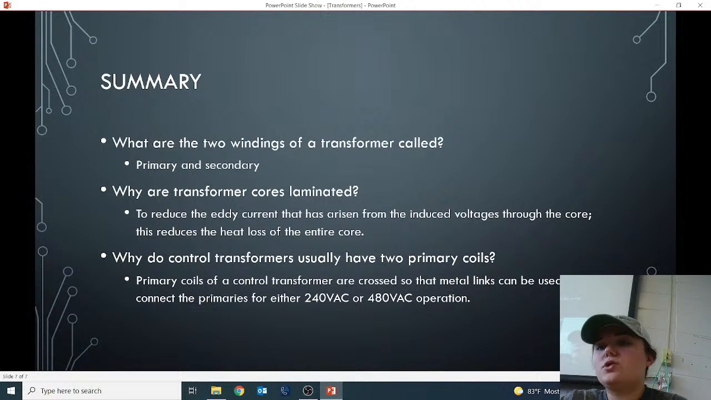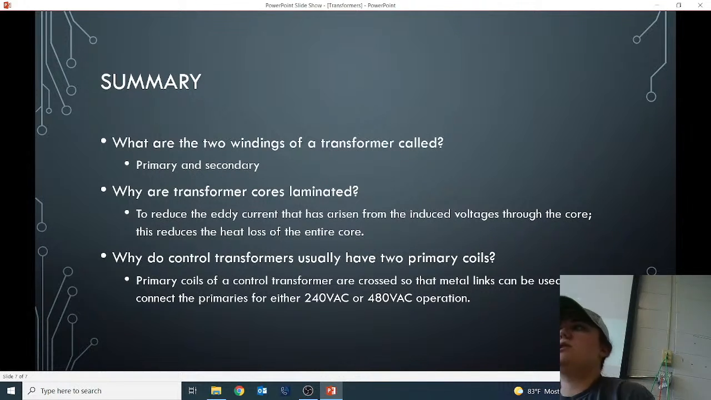And why do control transformers usually have two primary coils? So control transformers have two primary coils. And the primary coils of a control transformer are crossed so that metal links can be used to connect the primaries for either 240 or 480 operation.